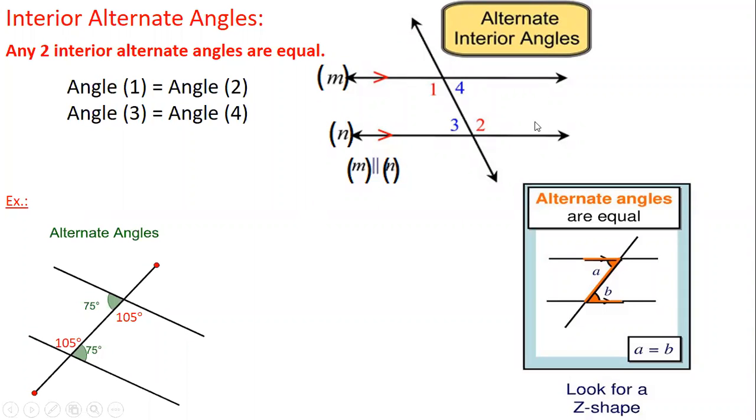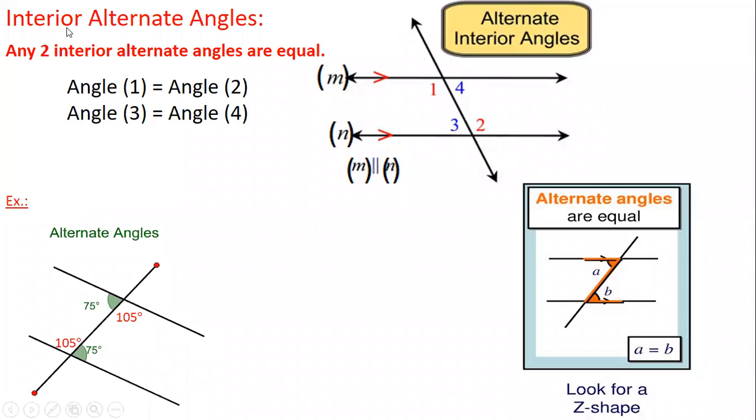Let's look at this figure, please. We have two parallel lines, M and N are parallel to each other. This line is the transversal. As I said before, this angle and this angle, angle 1, angle 4, angle 2, and angle 3, these angles are interior angles since they are between the parallel lines.